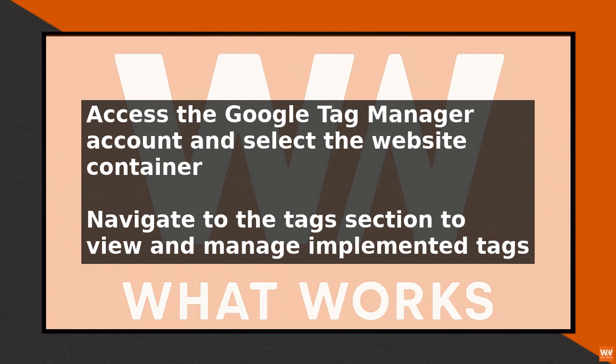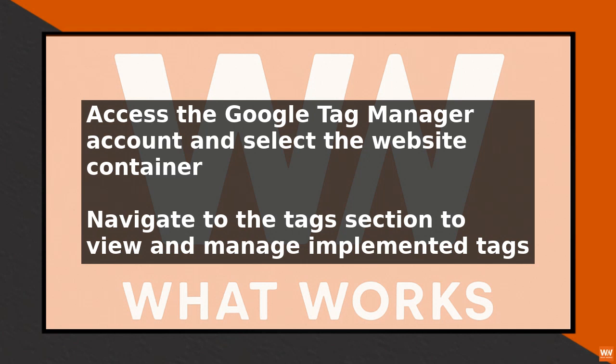Once the container is selected, the next step is to navigate to the Tags section. In this section, users can view all the tags that are currently implemented on the website, including the Google Analytics tag. To disable the Google Analytics tag, users need to click on the tag and select the Delete option. Alternatively, users can also disable the tag by clicking on the toggle button next to the tag name.